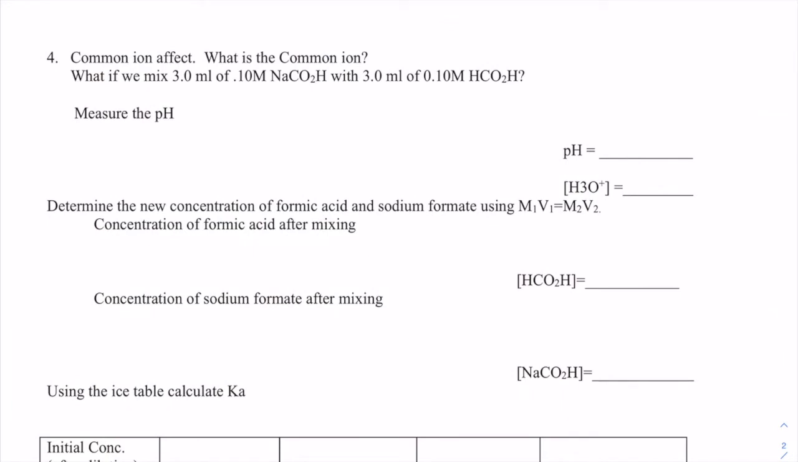So, the common ion effect. What is the common ion between the salt, sodium formate, and formic acid? It's the ion formate. So if we were to mix 3.0 milliliters of 0.10 molar sodium formate and 3.0 milliliters of 0.10 molar formic acid, what would happen? When I measured the pH, it was 3.90.